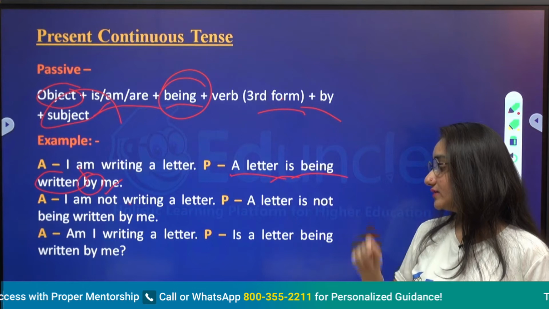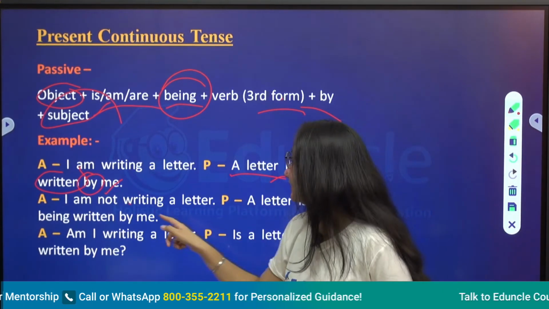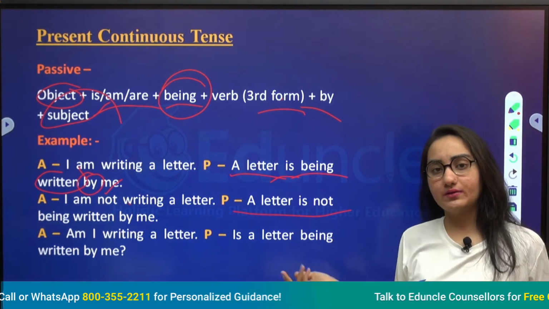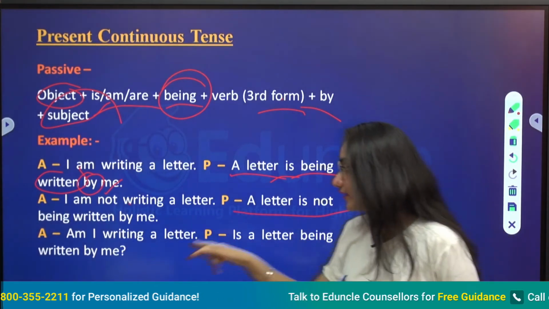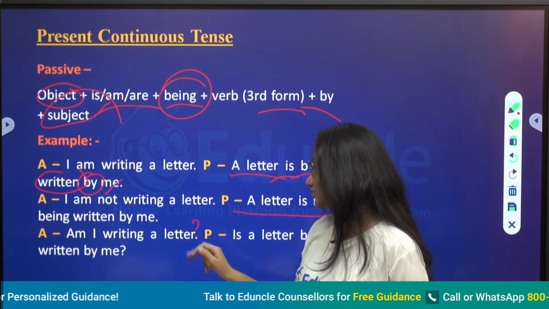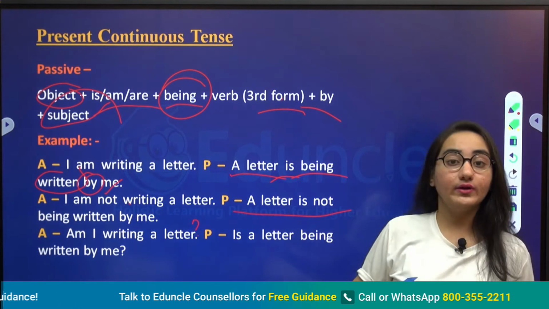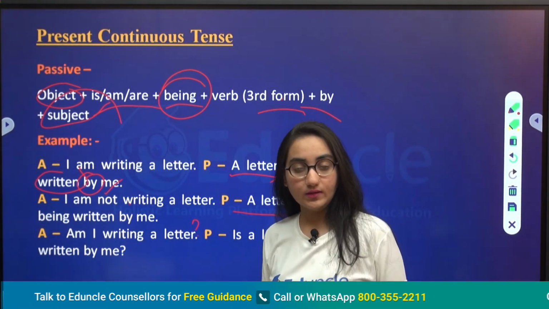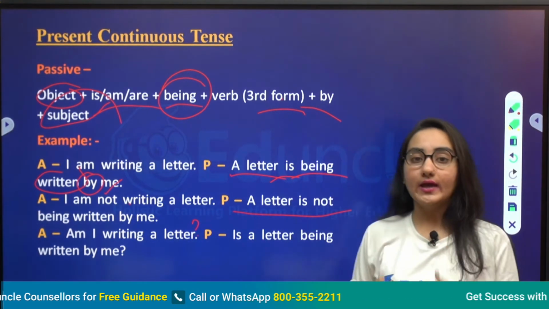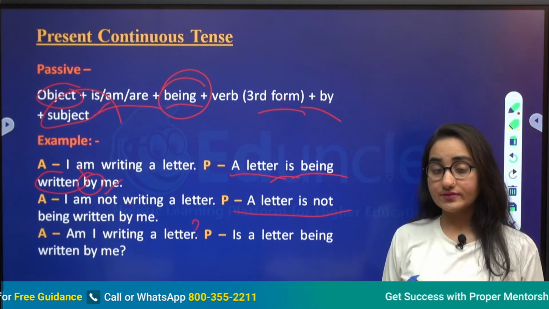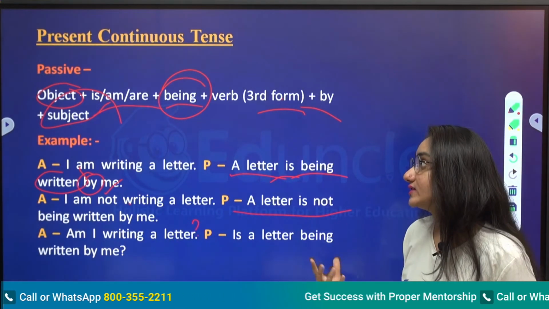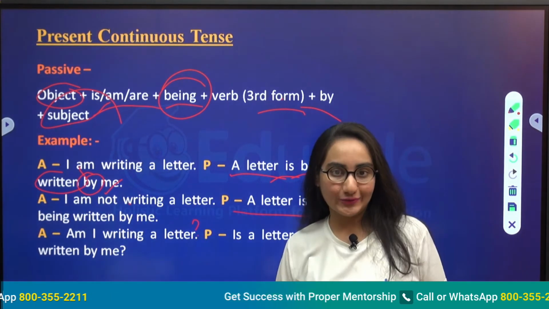If I talk about the negative sentence, I am not writing a letter becomes a letter is not being written by me. Am I writing a letter? That is the question. So, is a letter being written by me? So this is how we convert a particular sentence which is in the active voice into the passive voice when we talk about the present continuous tense.